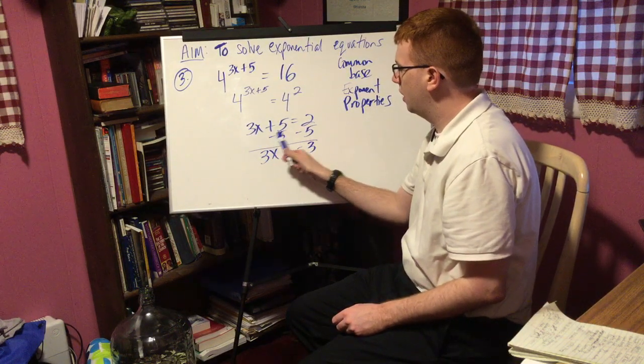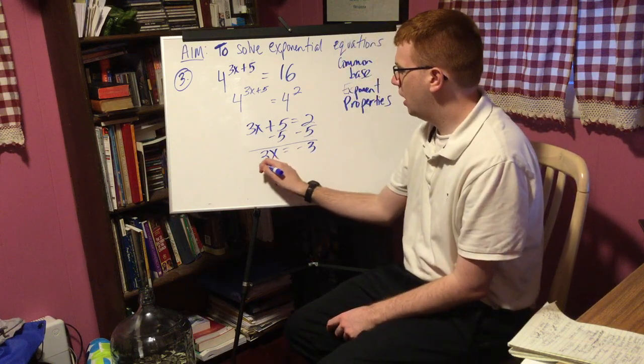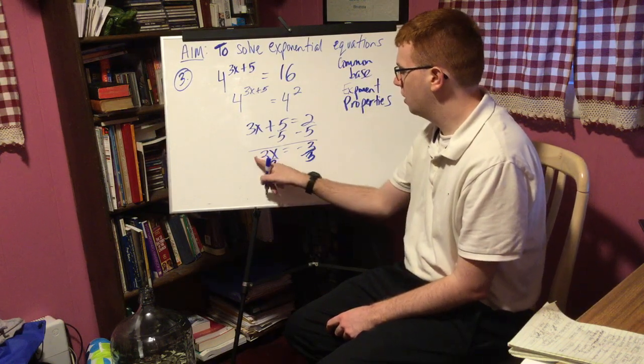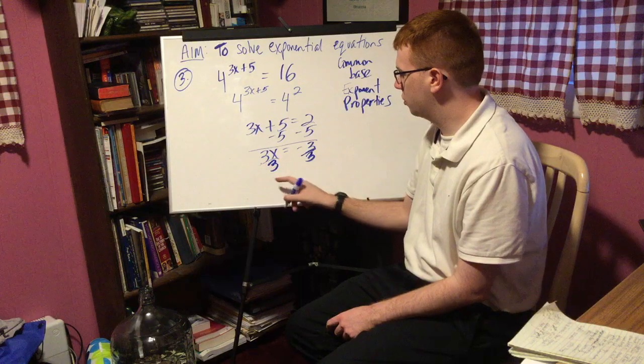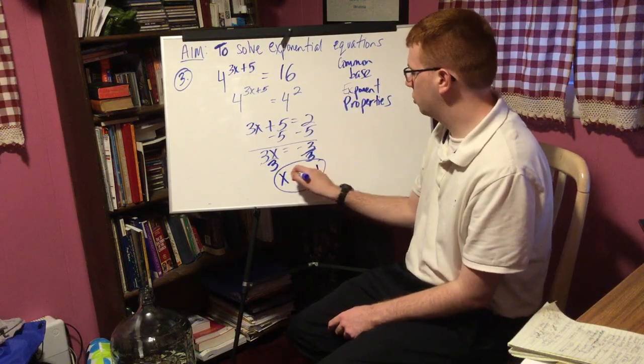And we did that first step by taking away 5 from both sides of the equation. And now we want to undo the multiplication that's happening here by dividing by the 3, which was in front of the x, the coefficient, making x equal to -1, which is your solution.